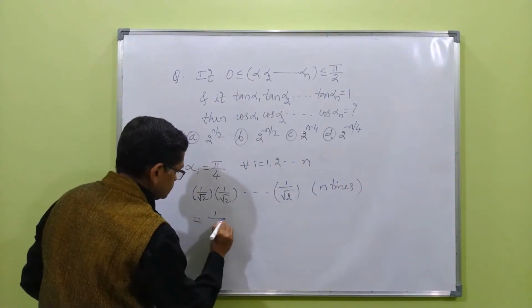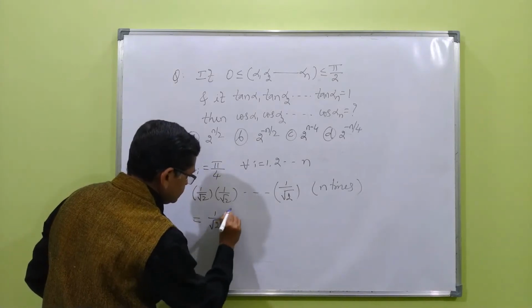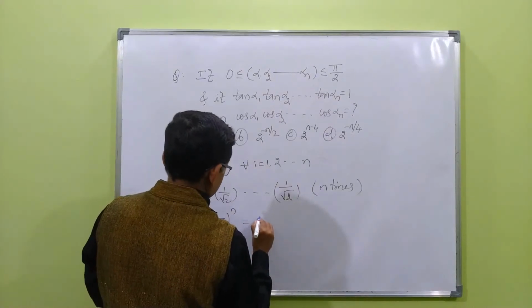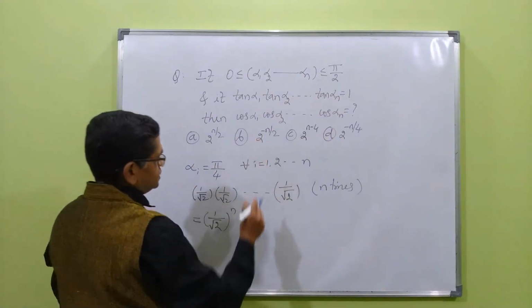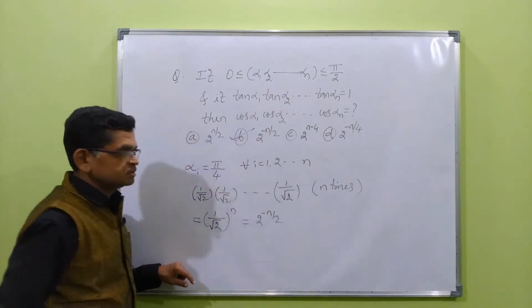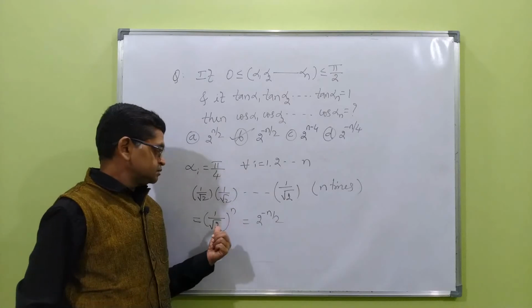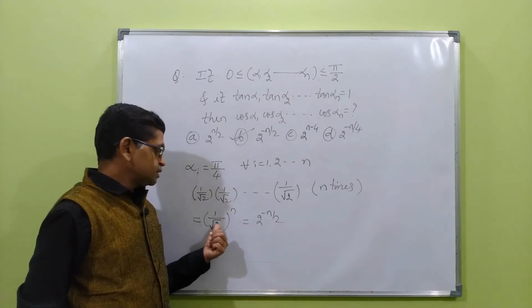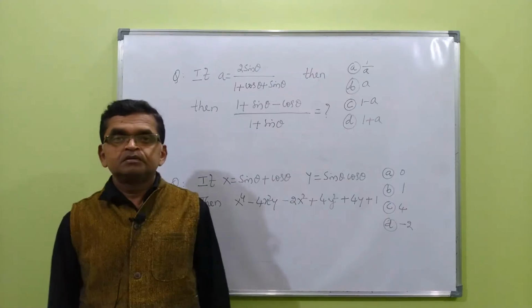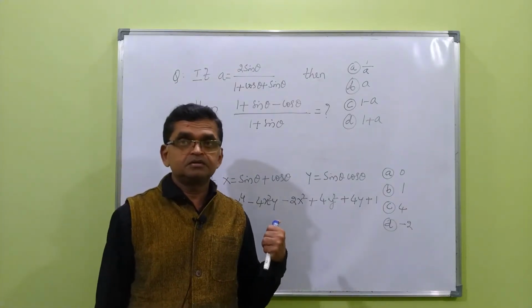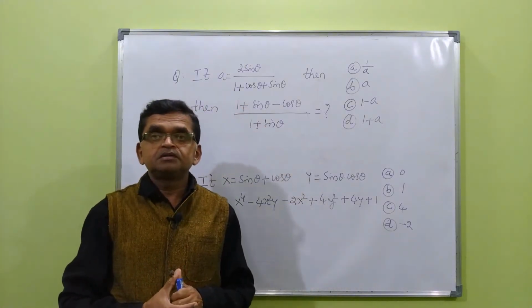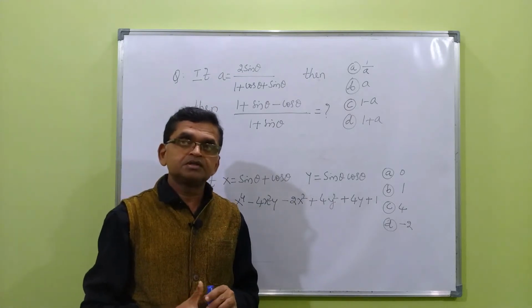So 1 by root 2 to the power n, or this is 1 by 2 to the power n by 2, or 2 to the power minus n by 2. So B is the answer, isn't it? In this kind of examples, you have to put theta is equal to 0 or pi by 2 and the answer will be 0 or 1.